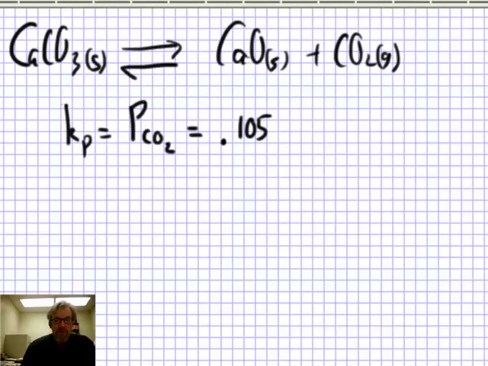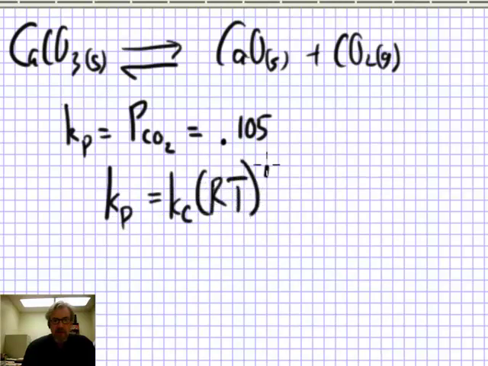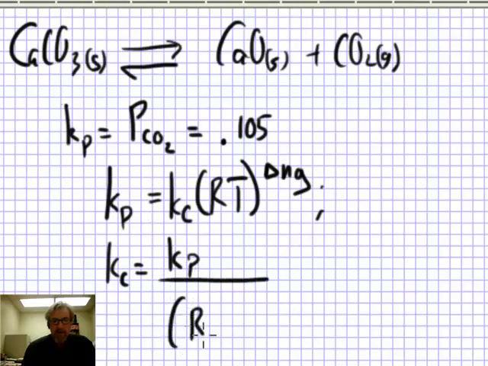The second question is asking, what is Kc? Here's a relationship that we have. We know that Kp is equal to Kc times R times T raised to the change in number of moles of gas. So if we want Kc, we can solve for it. Kc would be equal to Kp divided by R times T raised to the change in number of moles of gas.